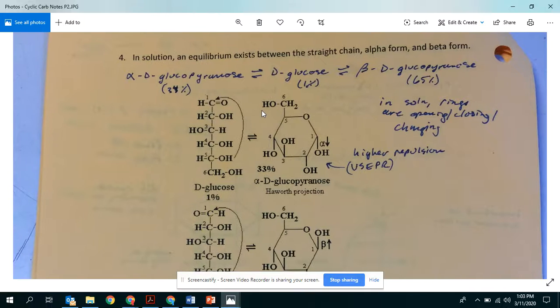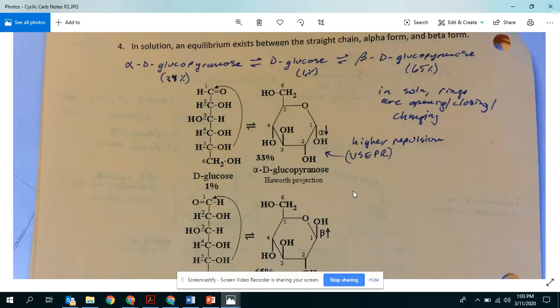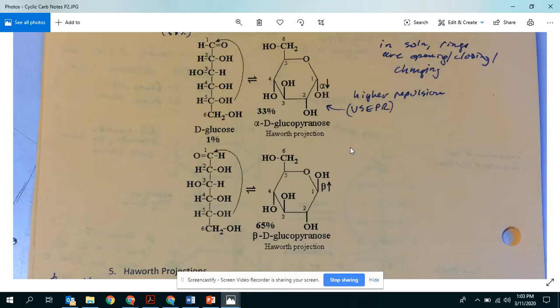So it is important to recognize that we are talking about in aqueous solution. We are talking about in solution that very little of the glucose will be in the straight chain form, about 1%. About 65% will be in the beta D-glucopyranose form, and about 34% will be in the alpha D-glucose form. And that is because of steric repulsion.